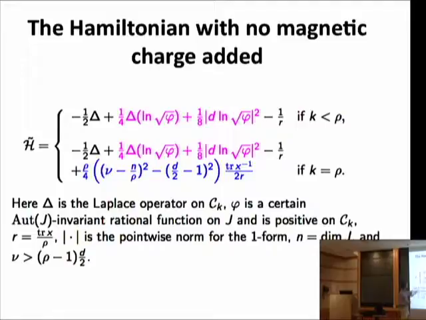L2 of the CK. Sorry, what is the CK again? CK means a collection of positive elements with rank K. The original Kepler problem corresponds to the K equal to 1 case. So it's the extreme end, K equal to 1.